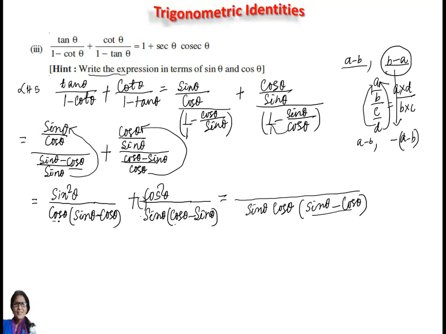Here see what is there and what is the LCM. Only one sin theta is not here, so sin theta will be multiplied here in the first term. So it will be sin cube theta. And for this it will be minus cos cube theta.